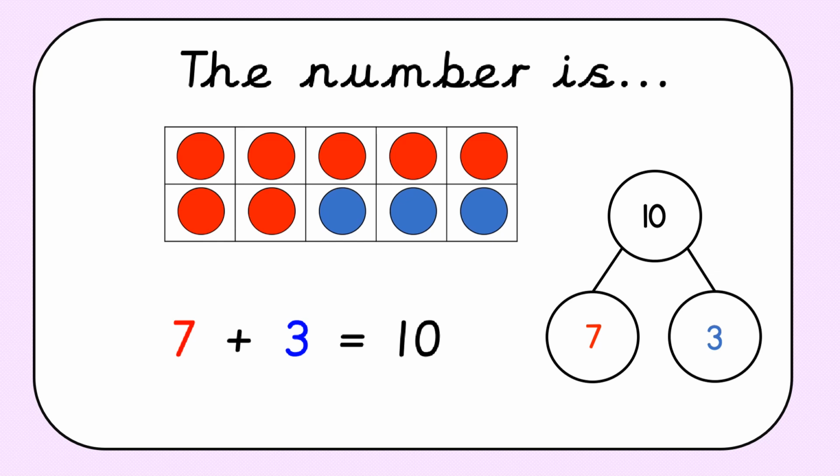Now how many are red? That's right. There was 8 that were red before and now there's 7. So a part that's 7 and how many are blue? 3. Good. And how many altogether? 10. So our number bond is 7 add 3 makes 10.